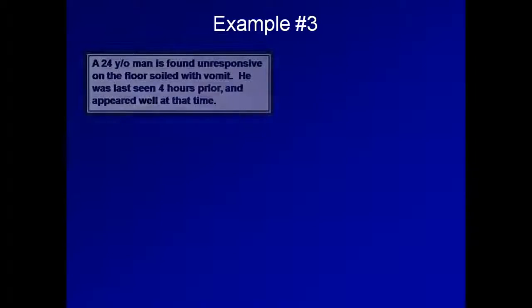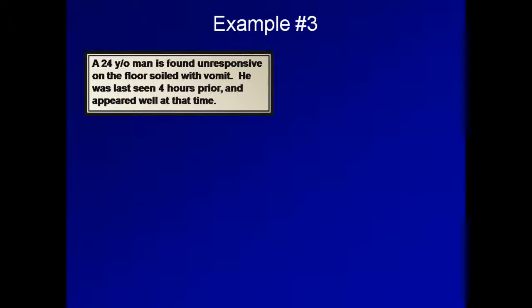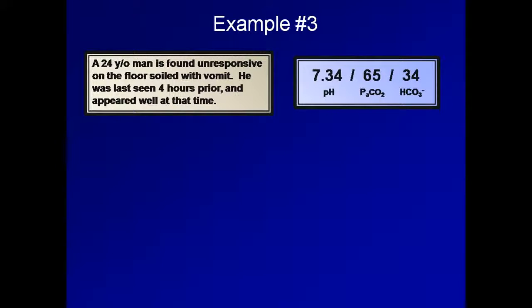Example number 3. In this case, we have a brief clinical vignette. A 24-year-old man is found unresponsive on the floor, soiled with vomit. He was last seen 4 hours prior and appeared well at that time. His ABG is as follows: pH 7.34, PCO2 65, bicarb 34.